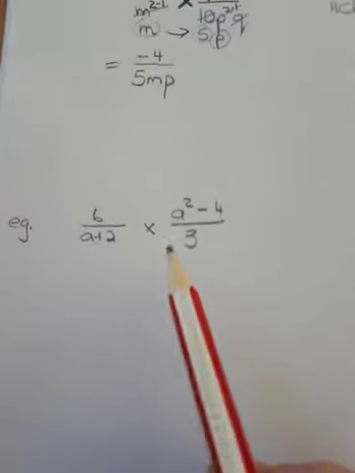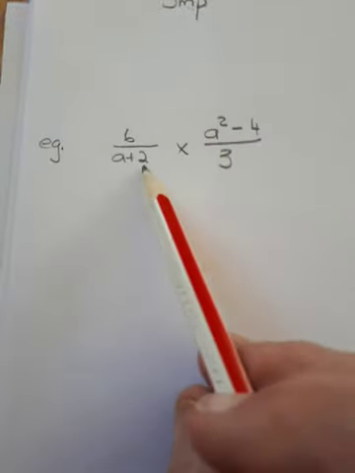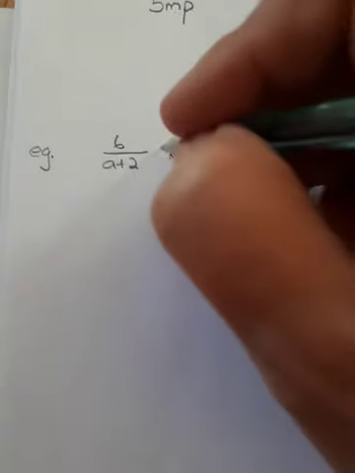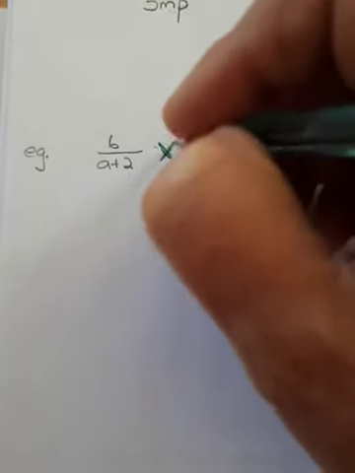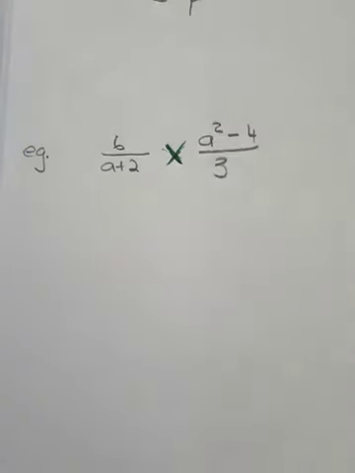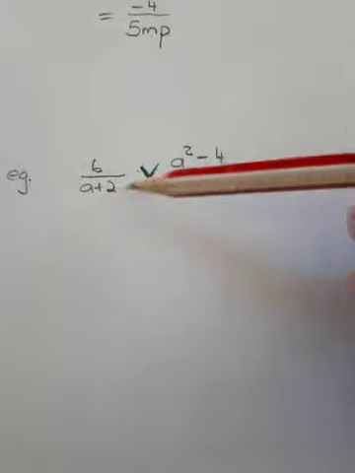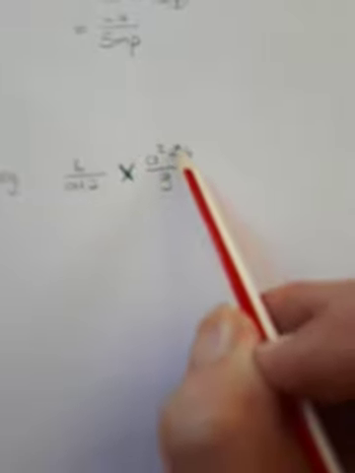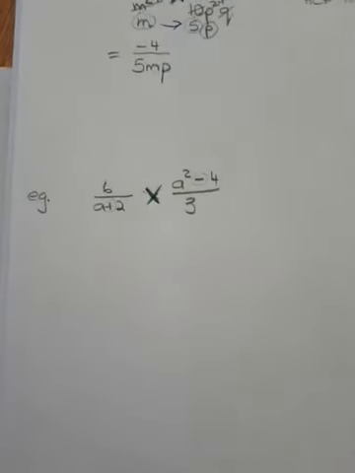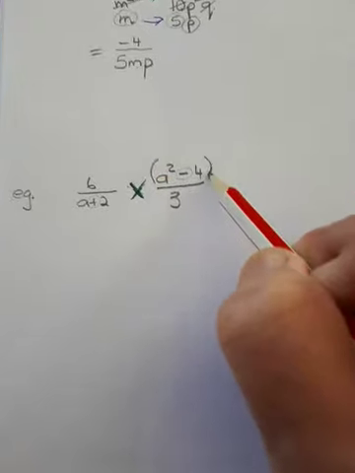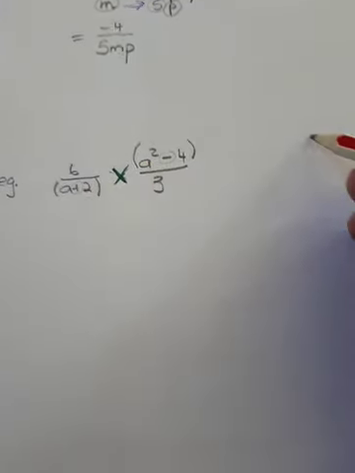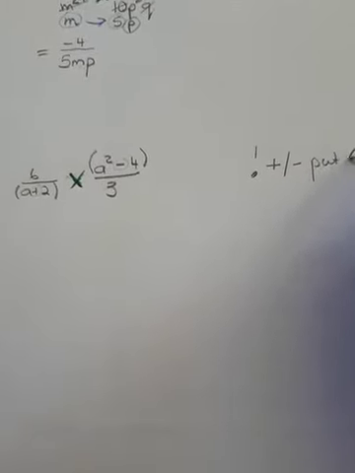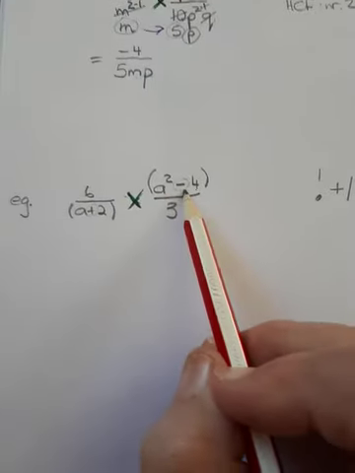All right, if we look at the next example, 6 over a plus 2 times a squared minus 4 over 3. Once again, take note, my operation is a multiplication sign, which means I can cancel tops and bottoms. But remember, importantly, there is a plus and there is a minus. I cannot cancel into plus and minuses. So immediately you put around brackets. Very important. If there are pluses and minuses, put brackets around. This makes this one term.